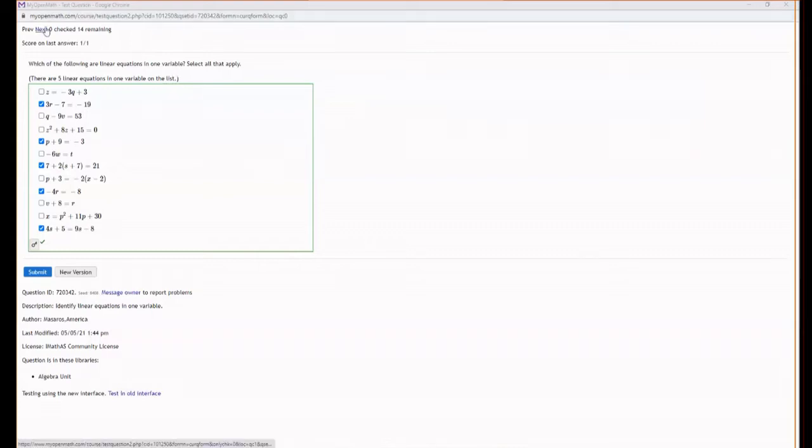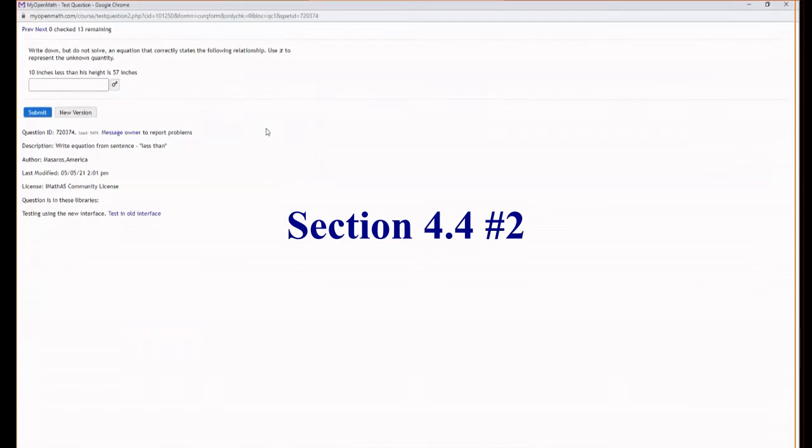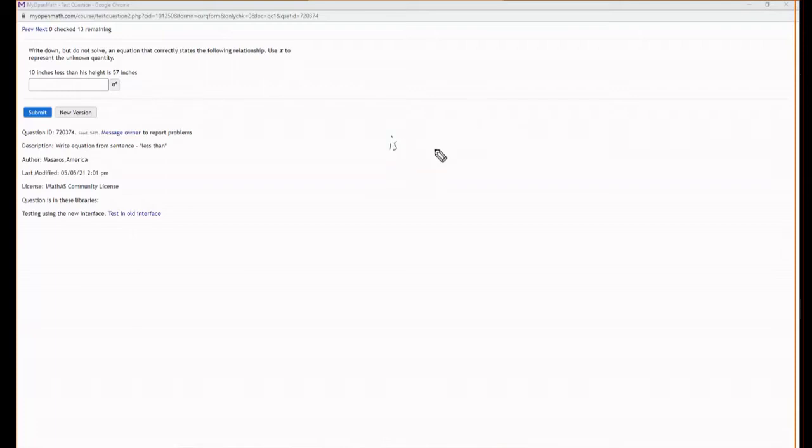Okay, let's look at number 2. So this is section 4.4, number 2. Write down, but do not solve, an equation that correctly states the following relationship. Use x to represent the unknown quantity. What we're going to do here is directly translate the words into math symbols, and it might take more than one iteration, but I'll show you how this goes. So 10 inches less than his height is 57 inches. So a couple of key things in going from English to math: is means equals.